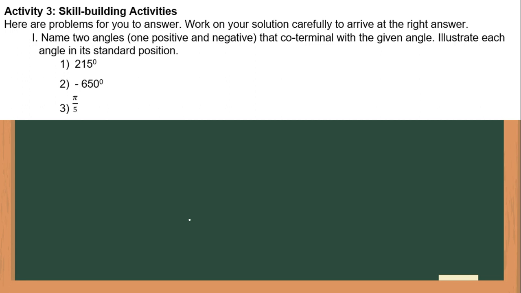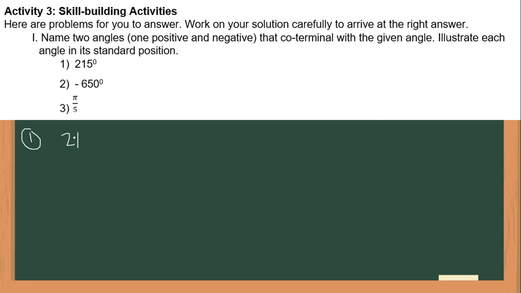Illustrate daw. So, sa inyong module, you're going to draw. Okay? So, number one tayo. Number one natin, the terminal side is 215. Terminal angle is 215. Then what is the first positive coterminal angle of 215? Answer?